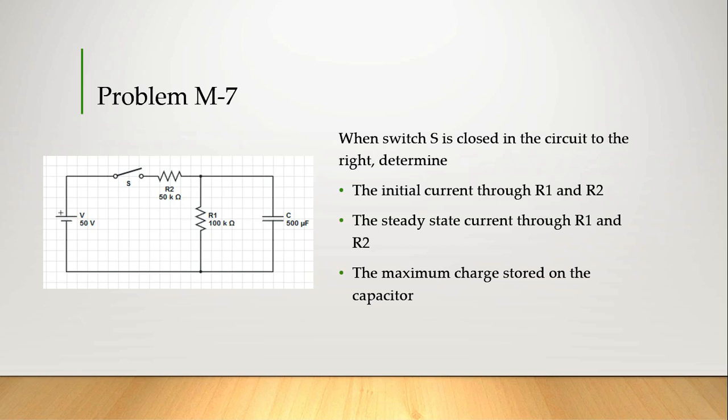So when I turn switch S, I want to know three things. What are the initial currents through both R1 and R2? What is the steady state current through both R1 and R2? And then what is the maximum charge stored on the capacitor?